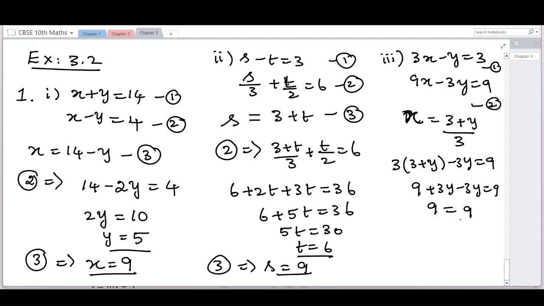Right? So 9 equal to 9 is a statement which is true, but still we cannot find the value of y. So what we conclude is this system of equations will have infinitely many solutions. Any x and y values satisfying these two equations will be such that they will be infinitely many. Clear?